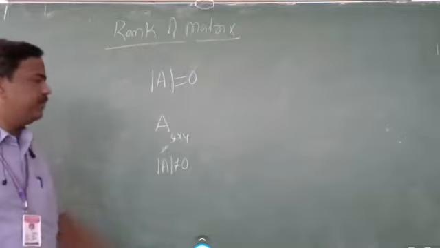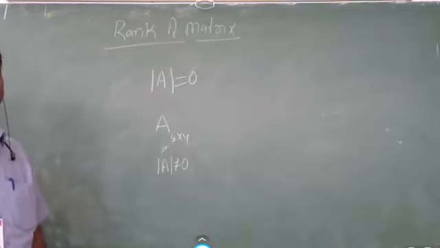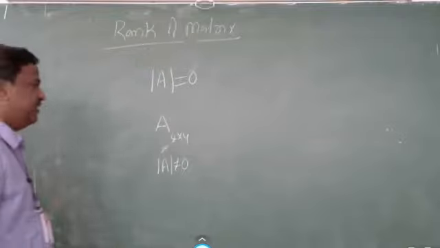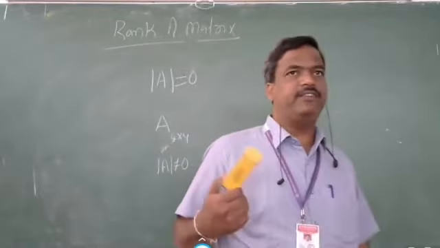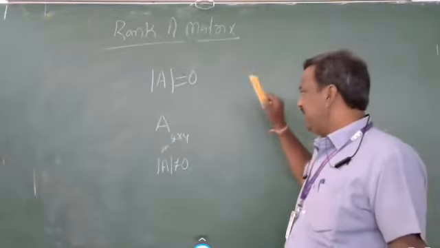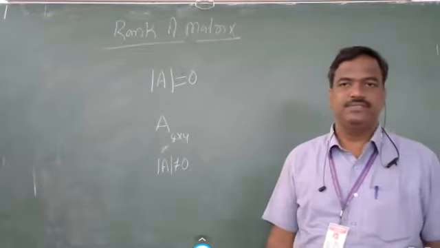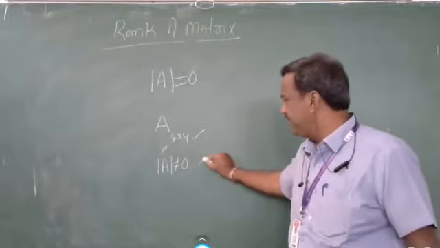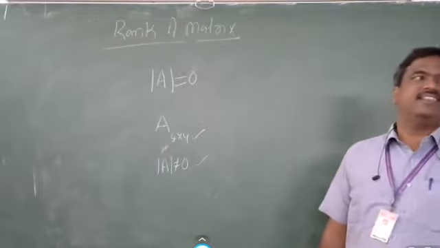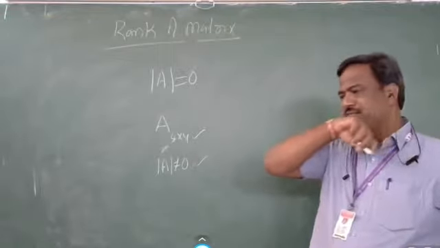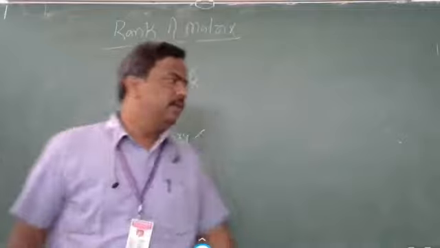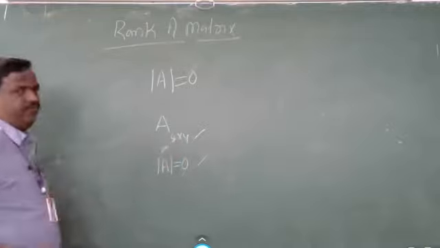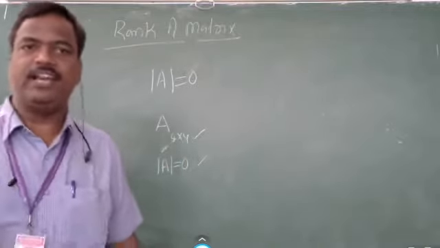I have taken the 4 by 4 matrix. Why? What we are saying is that if the determinant value is not equal to 0, the order itself is the rank. Now I have 4 by 4, then determinant is not equal to 0. Yes, rank of matrix is 4. Suppose if it is equal to 0, rank should be less than 4. Maybe 3 or 2 or 1.